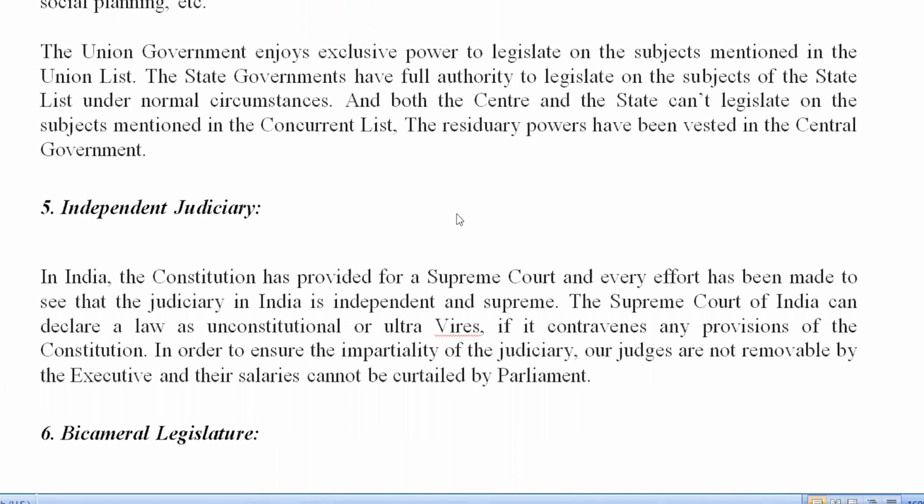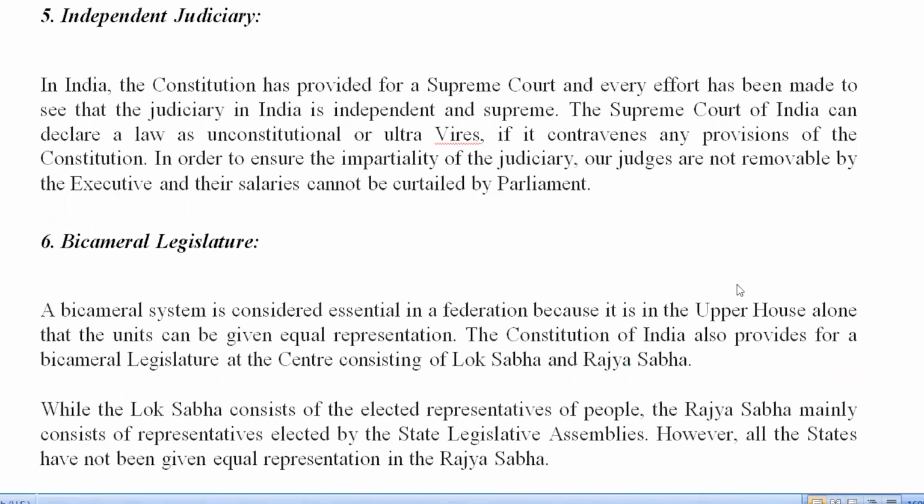5. Independent judiciary. In India, the Constitution has provided for a Supreme Court, and every effort has been made to see that the judiciary in India is independent and supreme. The Supreme Court of India can declare a law as unconstitutional or ultra vires if it contravenes any provisions of the Constitution. In order to ensure the impartiality of the judiciary, our judges are not removable by the executive and their salaries cannot be curtailed by parliament.